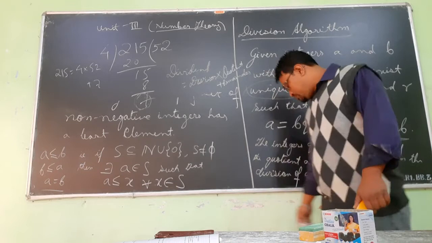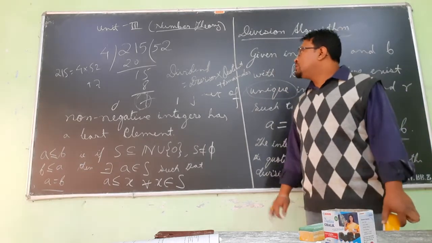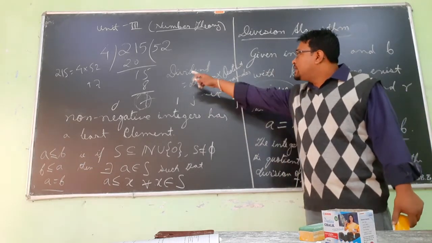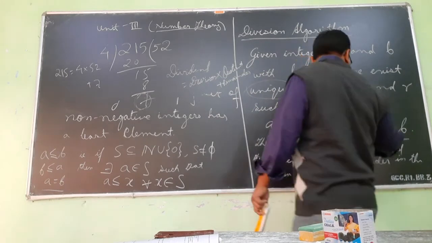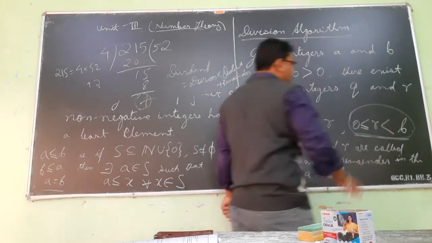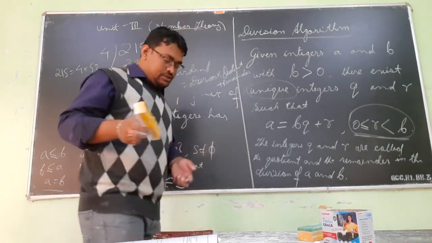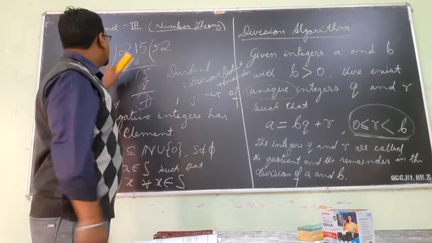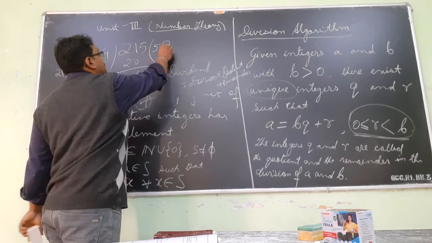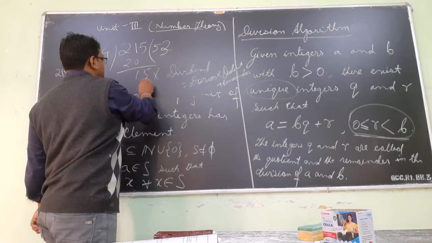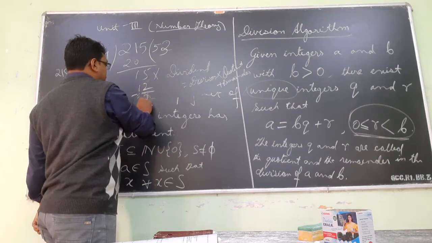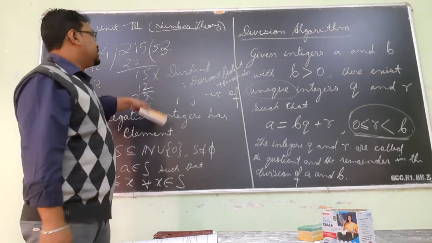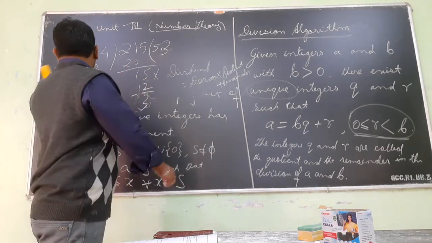If I want to say that the division is a correct one, then this remainder should satisfy this inequality, and it should lie between 0 and the divisor. So this is incorrect, but this one is correct. This is the correct division.